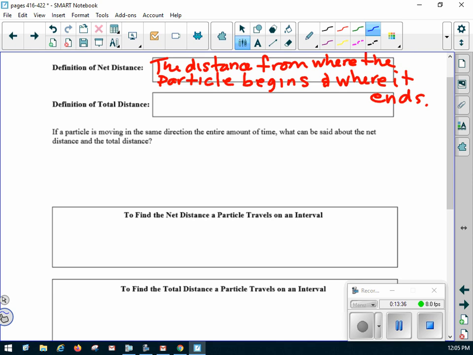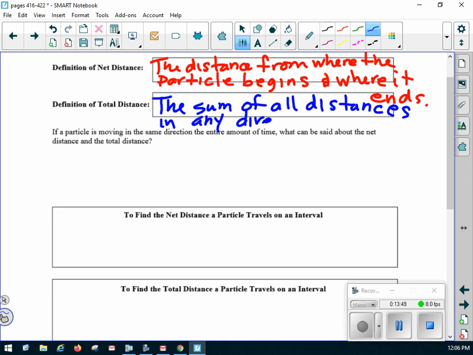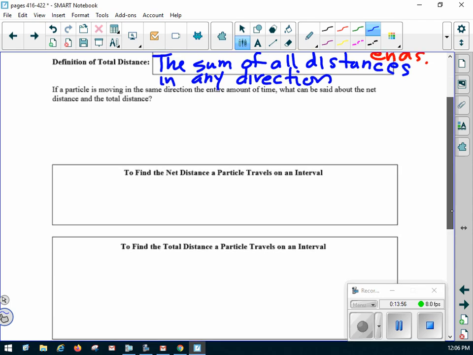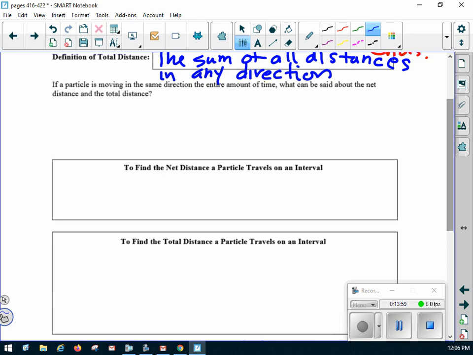Total distance is the sum of all distances in any direction. If a particle is moving the same direction the entire time, what can be said about the net distance and the total distance? They would be the same. The net distance would equal the total distance, only if you're moving the same direction all the time.